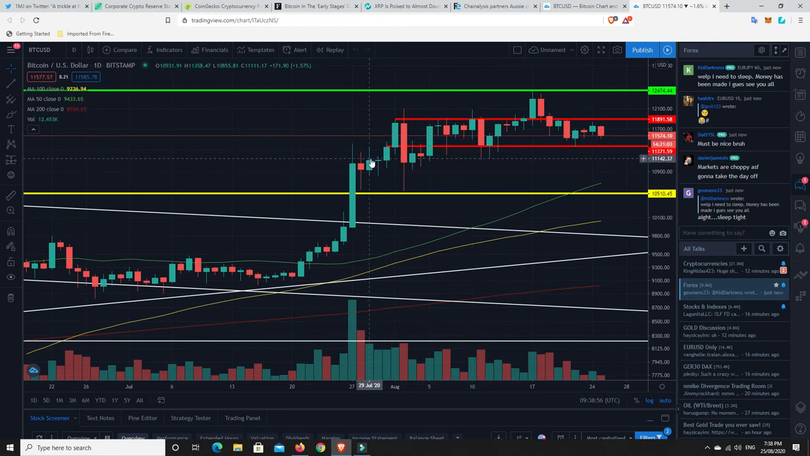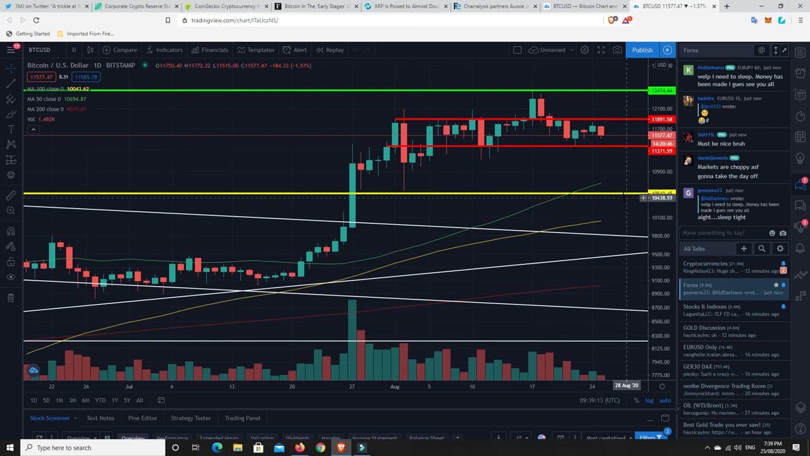As I said, I was suspecting that we might come down to around the $11,200 range and kind of bounce off that. We haven't done that so far. I was predicting that more over here. So we'll have to wait and see. It's not to say that it couldn't.